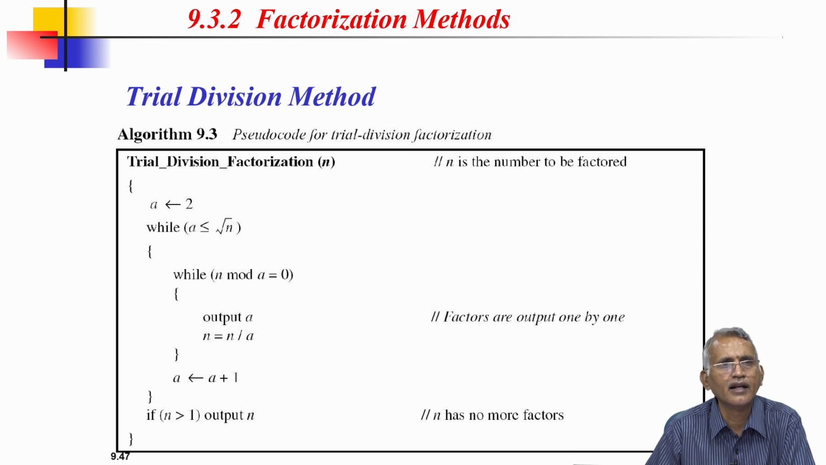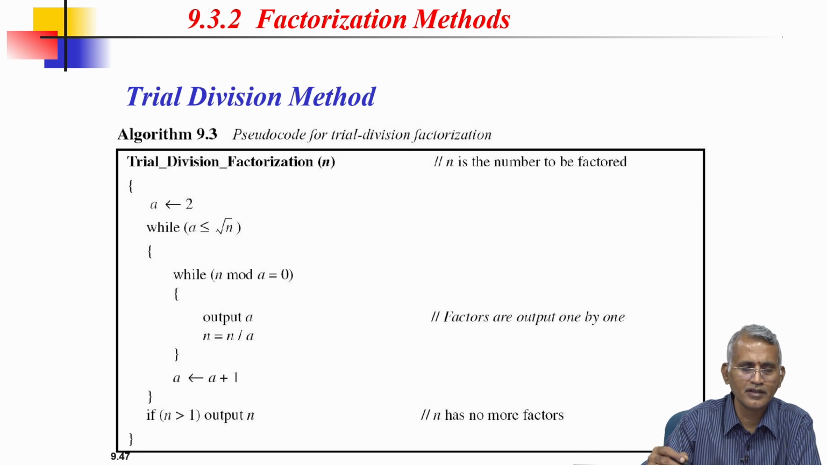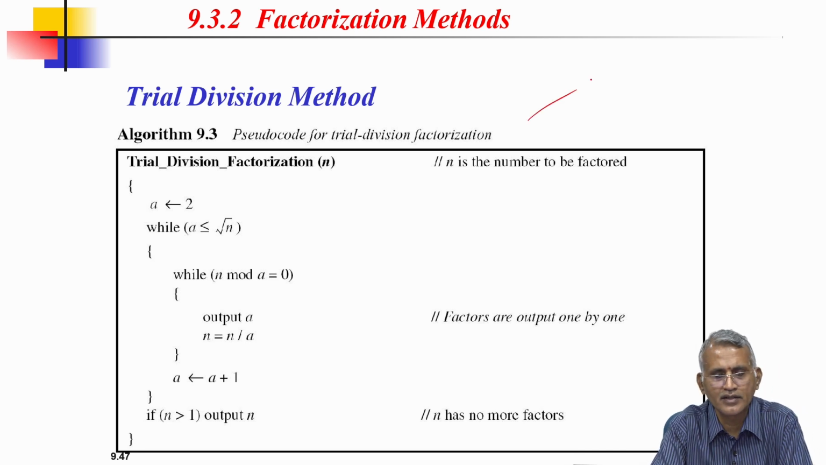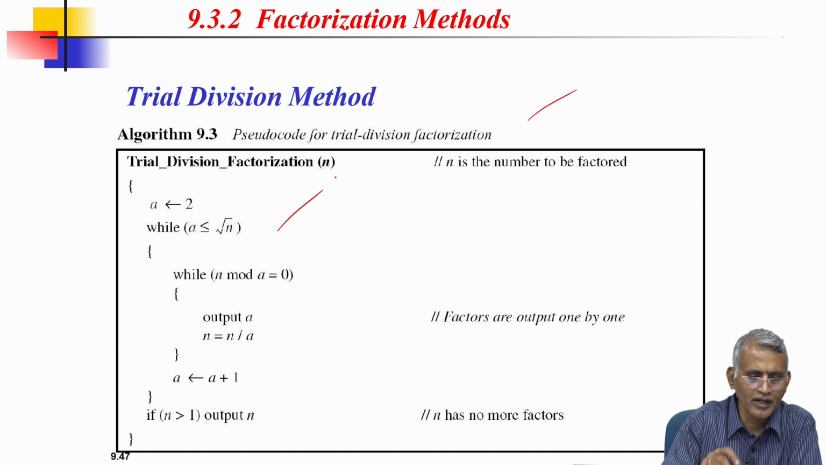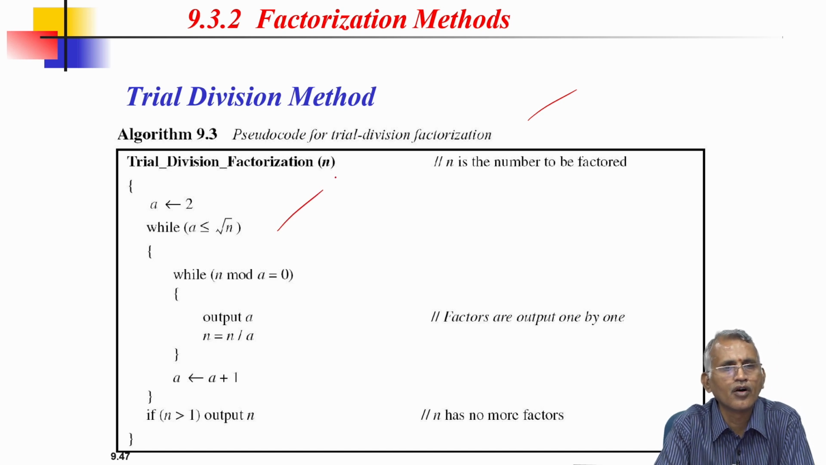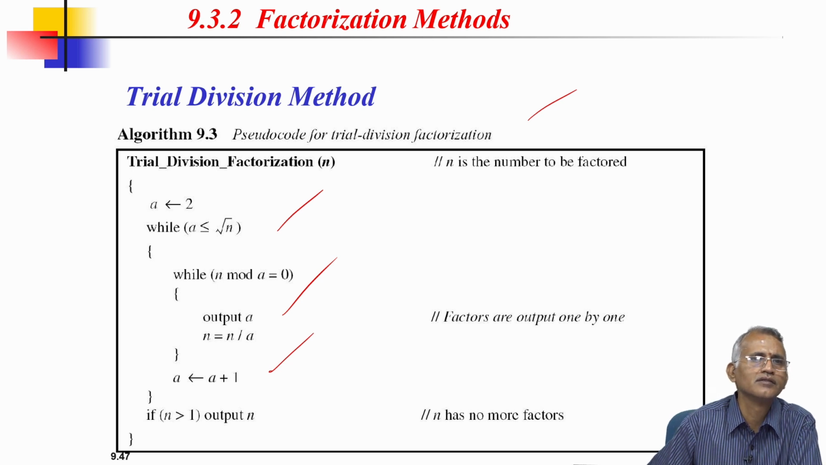Now, we have the trial division method, a pseudocode for trial division factorization. For the trial division factorization of n, where n is the number to be factored, let a be 2. While a is less than or equal to root n, and while n under modulo a equals 0, the output is a, and n is equal to n divided by a. Then a is a plus 1. If n is greater than 1, the output is n, therefore n has no more factors.